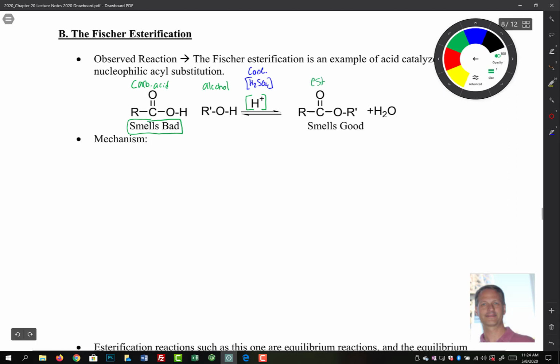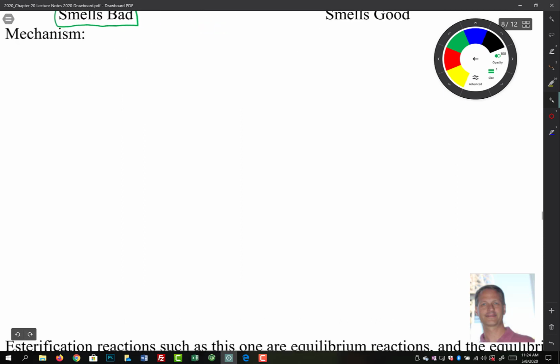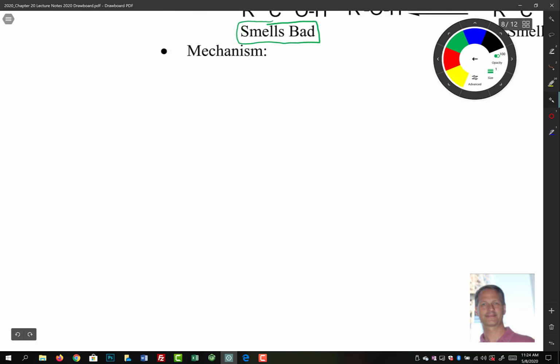Esters smell good, they smell great. They're the common ingredient in flowers and perfumes and odors. And you get water as one of your products there. So if you can take that last mechanism that we did and write it out in reverse, then that's exactly what we're going to do in this reaction. So let's take a look at the mechanism here.